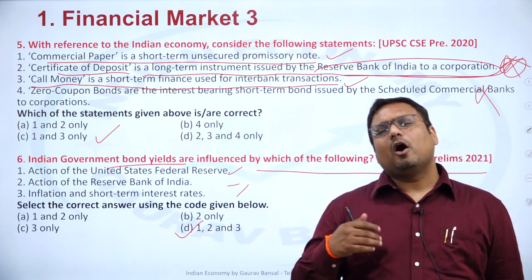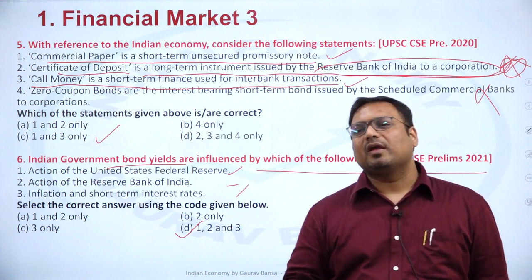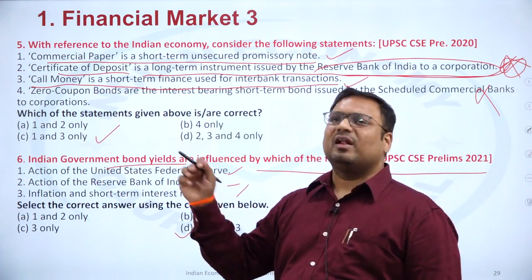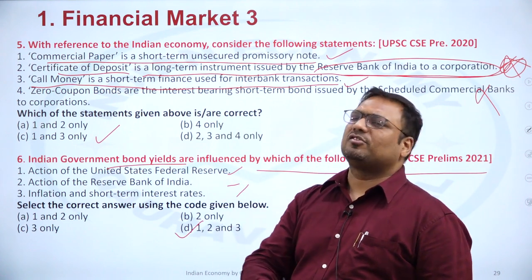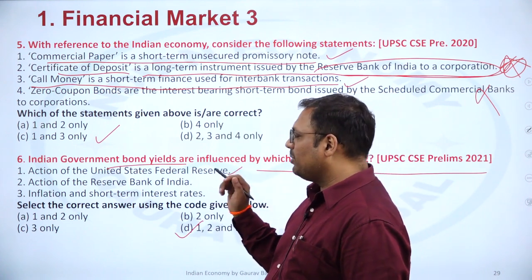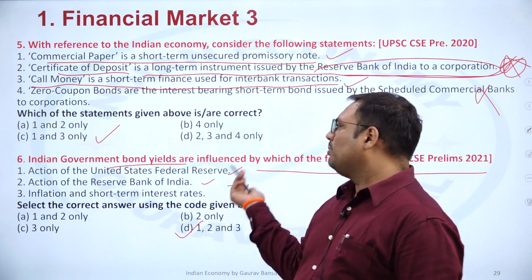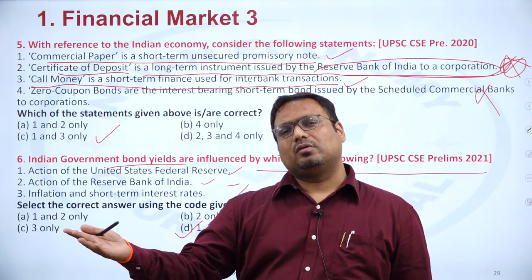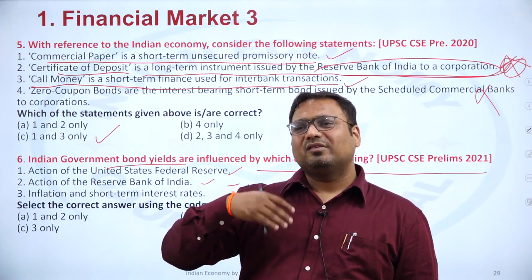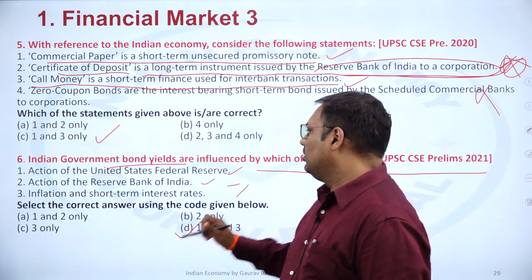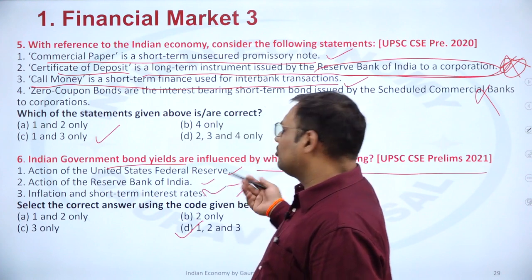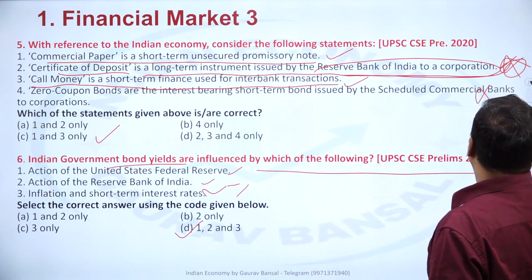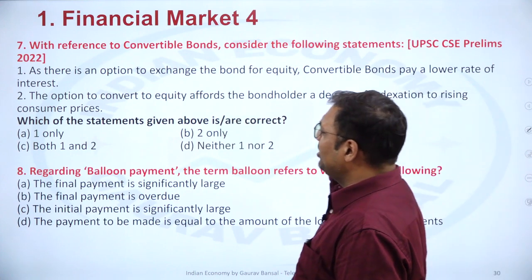Bond yield is basically how much the government of India has to pay when it is issuing a bond. So if American bonds are going to pay less or more, Indian banks also have to adjust. Indian government also has to adjust. I mean, the action of RBI. RBI can directly influence the bond interest or yields by supplying more or demanding more. Similarly, inflation and interest rate obviously affect the bond. So that is also correct. All three are correct. Question 7.